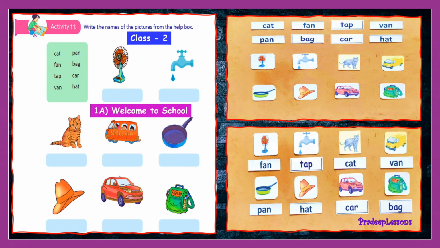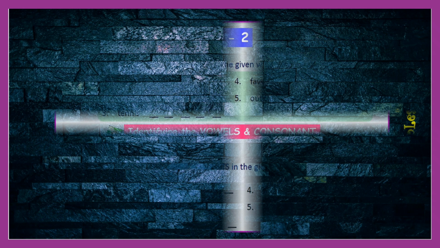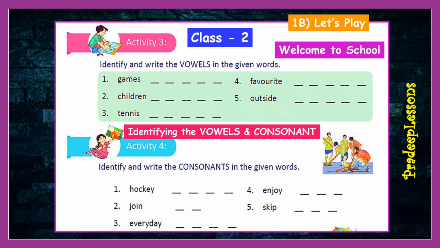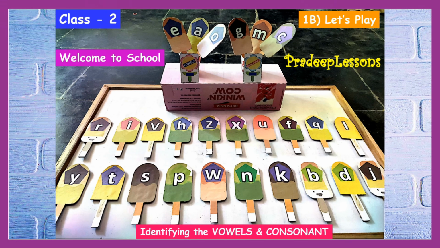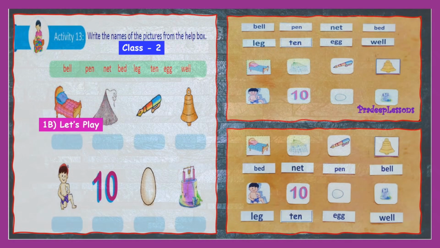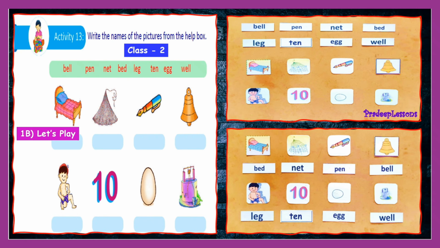Next, my teaching learning material. Write the names of the pictures from the help box. Again, I prepare the teaching learning material for identifying vowels and consonants. For this concept, I made this type of teaching learning material. Another view of this TLM. Next, TLM is about write the names of the pictures from the help box.